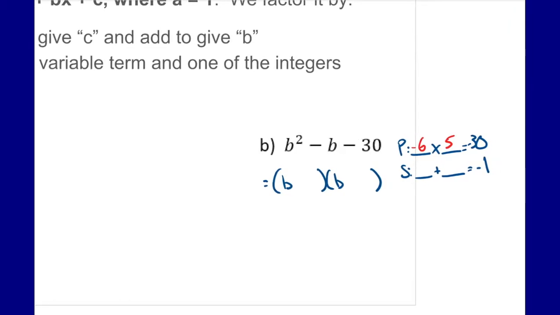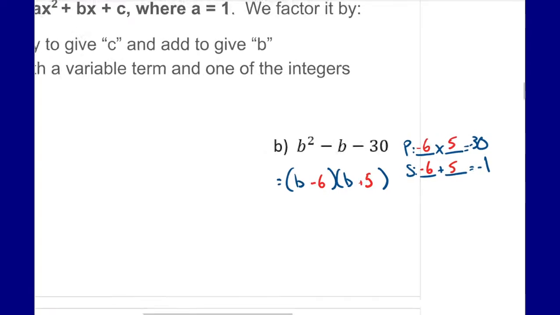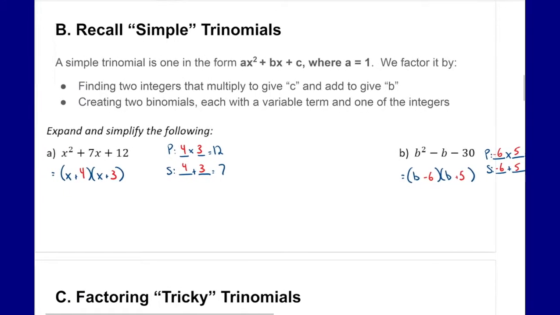You're probably going to have to do some guess and check, or look at a multiplication table to try to figure it out. There's not really a quick way to do it. But as I mentioned before, definitely focus on the two numbers that multiply to negative 30 first, and then see if they add to negative 1, because there are fewer options for the product. So b minus 6, b plus 5, those are my two factors, or the factored form of this trinomial. So that's what we did in the previous lesson.